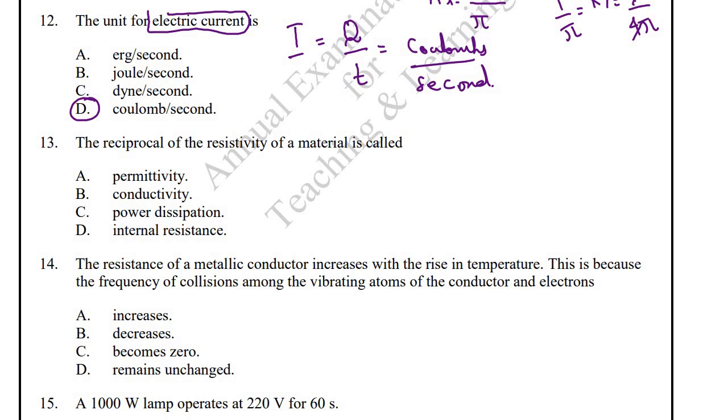Next we have question number 13, the reciprocal of the resistivity of the material. So resistivity, which is represented by the symbol rho, is the reciprocal of the conductivity of the substance, represented by sigma.